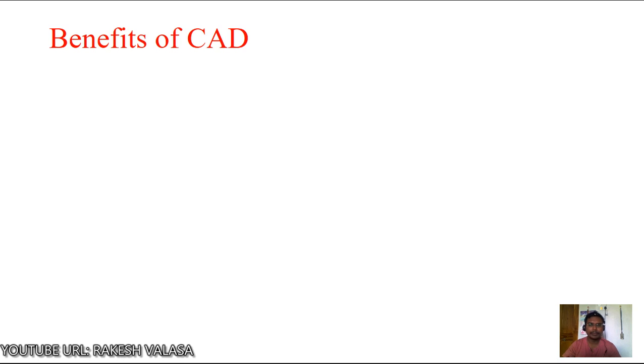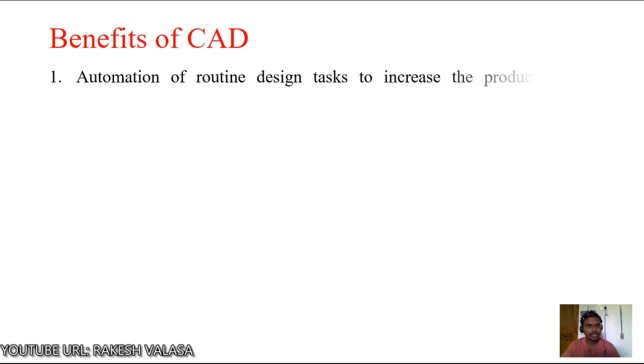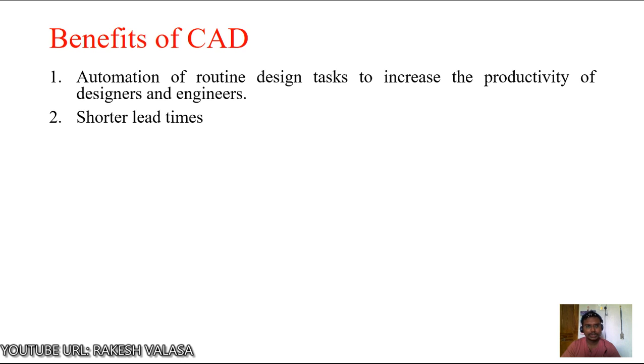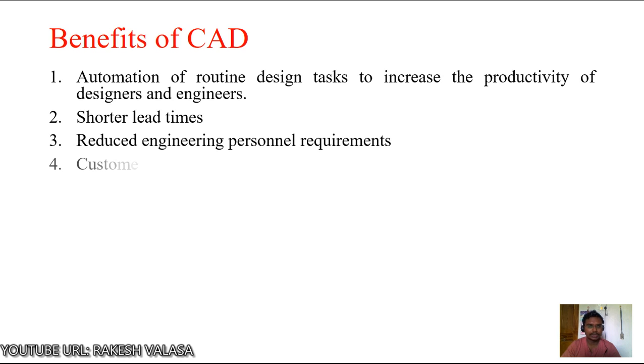Let us see the few important benefits in CAD system. The first one is automation of routine design tasks to increase the productivity of designers and engineers. The next one is shorter lead time. It takes very less time to design a model, or we can manufacture a component. Reduce engineering personnel requirements. Customer modifications are easier to make.